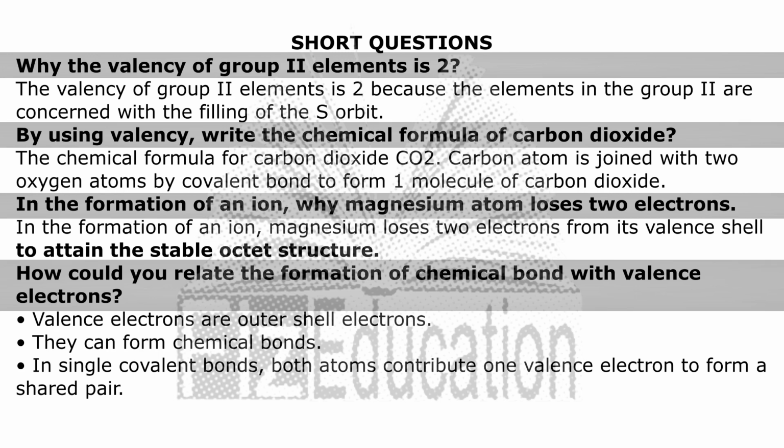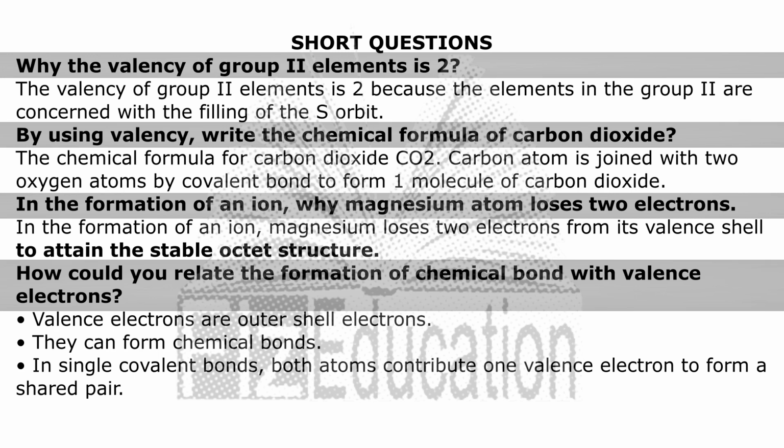In the formation of an ion, a magnesium atom loses 2 electrons. In the formation of an ion, magnesium loses 2 electrons from its valence shell to attain the stable octet structure.